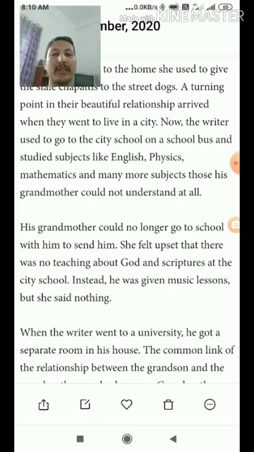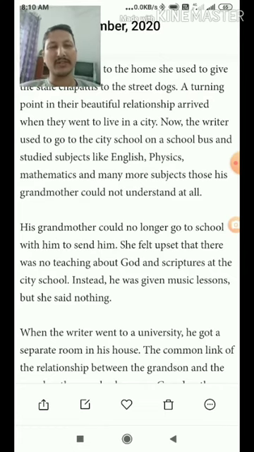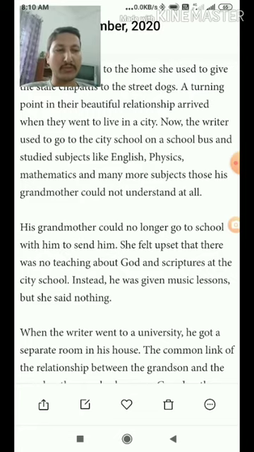Now, the writer used to go to the city school on a school bus and studied subjects like English, physics, mathematics, and many more subjects that his grandmother could not understand at all. Earlier, she used to teach him because there were religious chants, religious devotional songs, and a few calculations she knew, and she taught him. But after his schooling, he joined his parents.